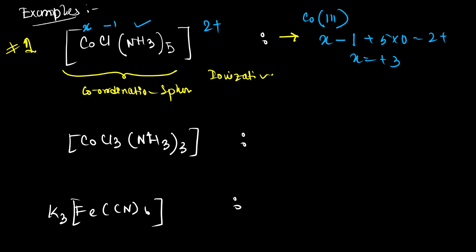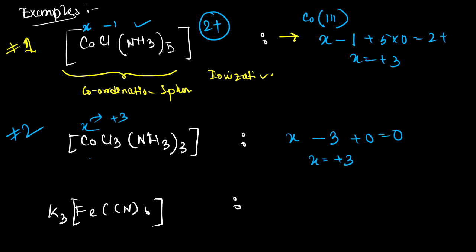So these things, the calculation of the coordination number and the calculation of the oxidation number of the central metal atom, are very, very important. Next example we have is CoCl3(NH3)3. As you can see, in the previous one the coordination sphere was positively charged. Here the coordination sphere is neutral in charge. So cobalt is X, 3 chlorine atoms means 3 minus, and the amines all 0, equal to 0. So X will be in the +3 oxidation state. So cobalt here is also in the +3 oxidation state.